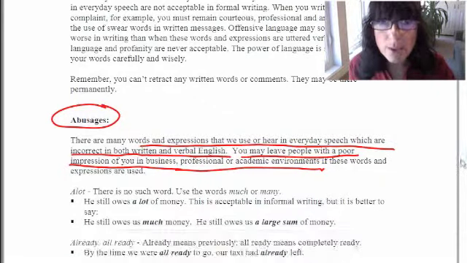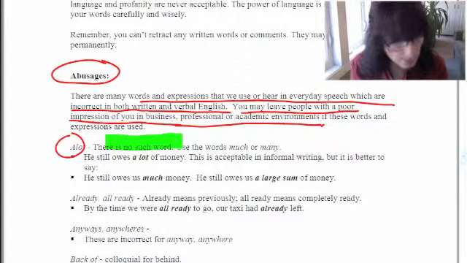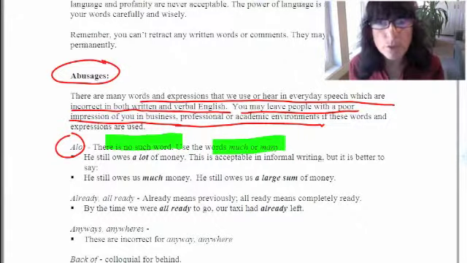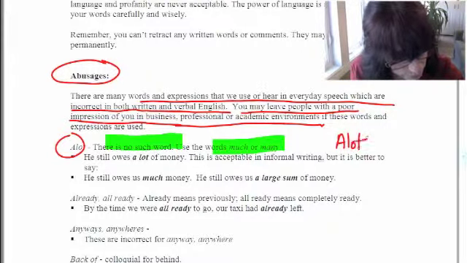So the first one is the word allot, A-L-O-T. Now, in fact, there is no such word as allot, A-L-O-T. And the word that you mean is much or many. So you could divide it into two words, but it's not one word, A-L-O-T. A-L-O-T is not a word.